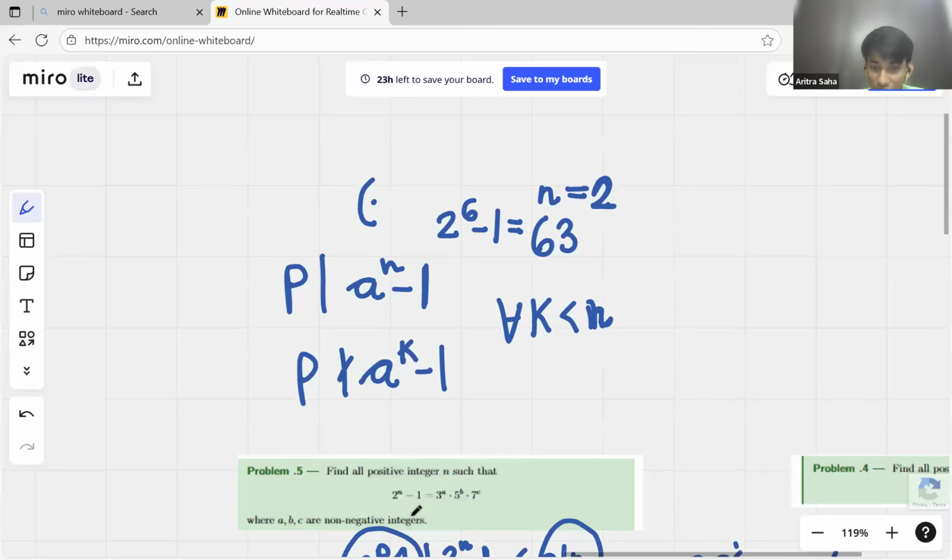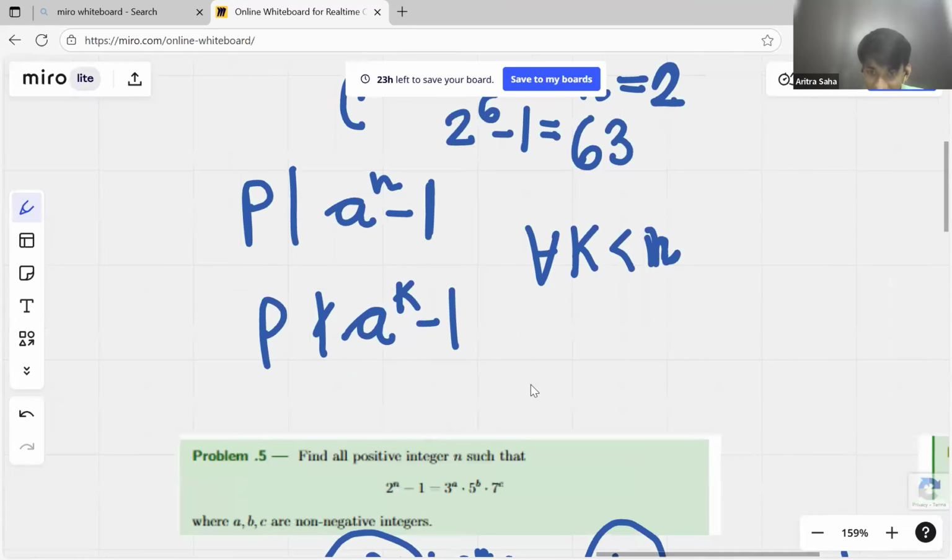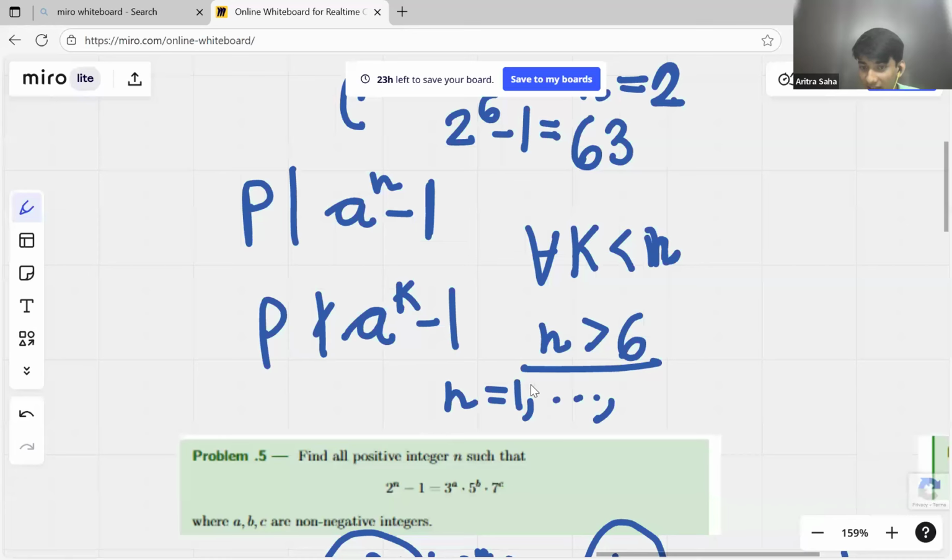So in this problem, basically for 2 to the power n minus 1 for n greater than 6, because 2 to the power 4 minus 1 already had 5 as a prime divisor, and 3 and 7 are in 2 to the power 6 minus 1. For any n greater than 6, this will have a new prime divisor, which is not 3, 5, and 7. That's why this can't work, directly by Zsigmondy. So you only need to check from n equals 1 to 6, and 5 doesn't work, only the other 4 work.